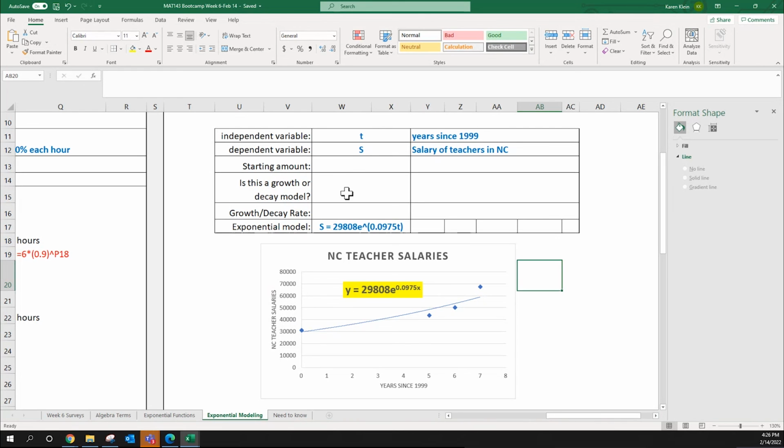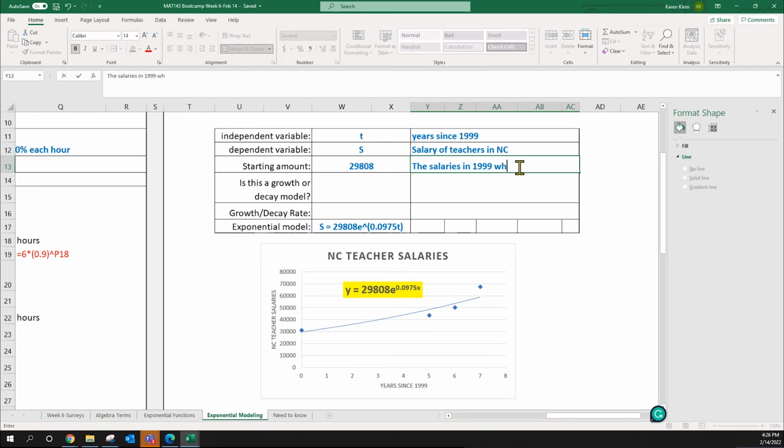So now that we have this equation, we can read off our starting amount. It's 29,808. So basically what this is saying is that the salaries in 1999 were $29,808. Now, looking at this graph, we can see that it's trending up. So we know that this is a growth model. So now we need to come up with our growth rate.